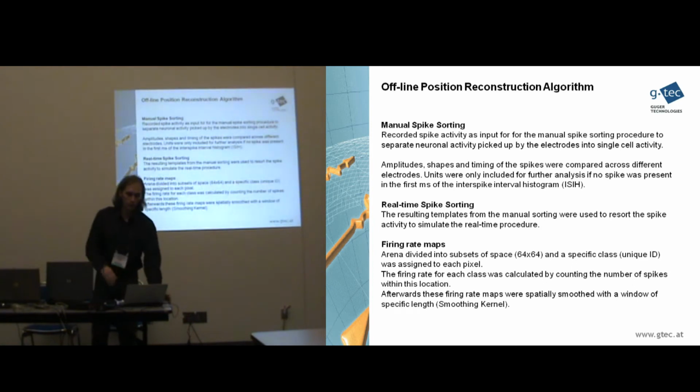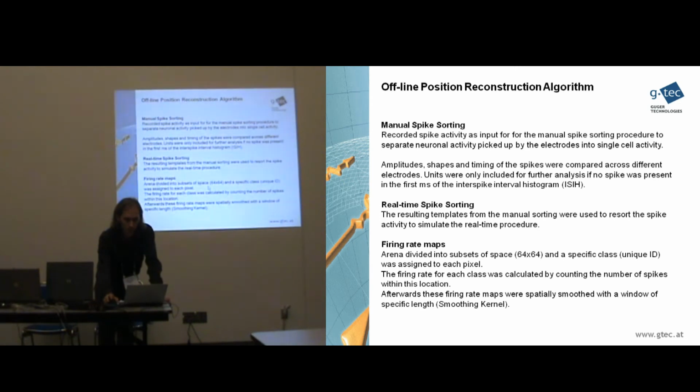So for the offline position reconstruction, like mentioned before, first we do the manual spike sorting. So we look at the amplitudes of the spikes, at the shapes and at the timing, and we remove all the spikes which are too close together, and for that we use the inter-spike interval histogram. On the next slide I will show you how this works. And finally we calculate the firing rate maps.